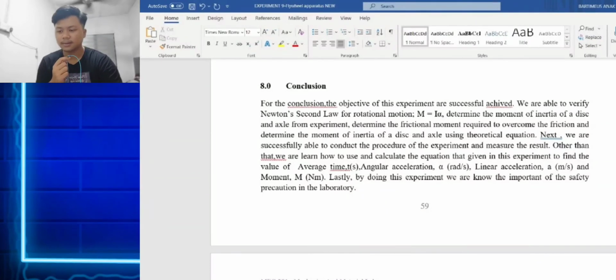Other than that, we learned how to use and calculate the equations given in this experiment to find the value of average time, angular acceleration, linear acceleration, and moment. Lastly, by doing this experiment, we know the importance of safety precautions in the laboratory.